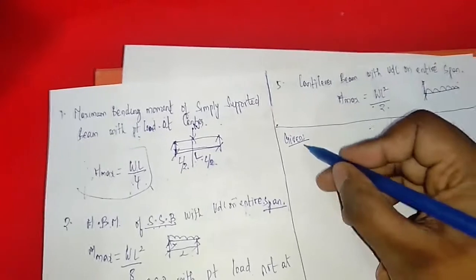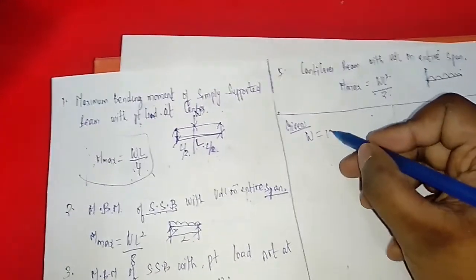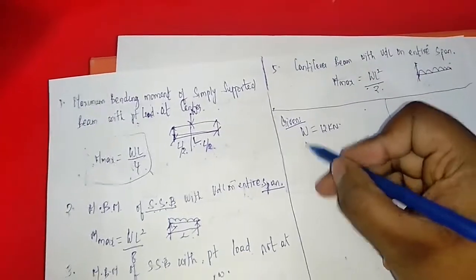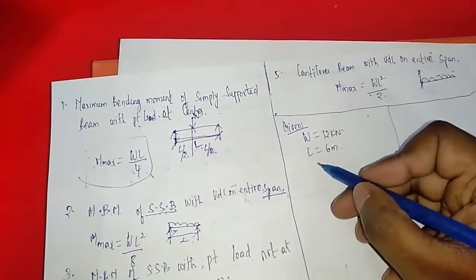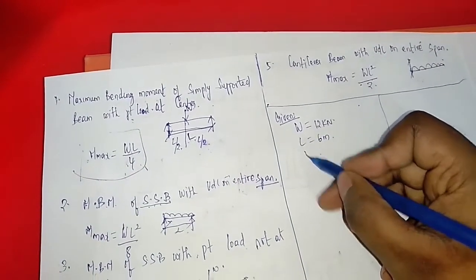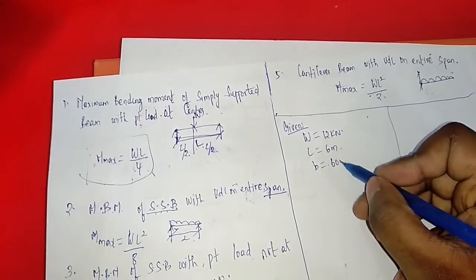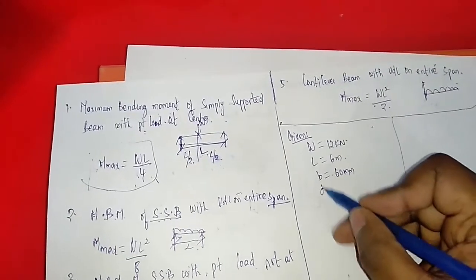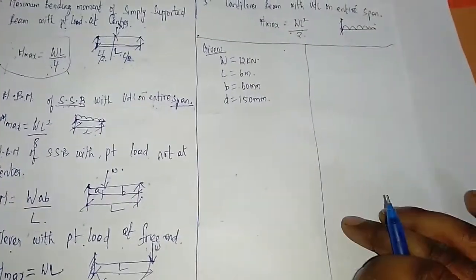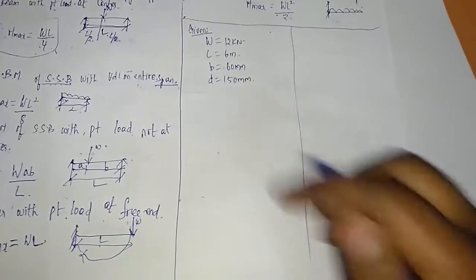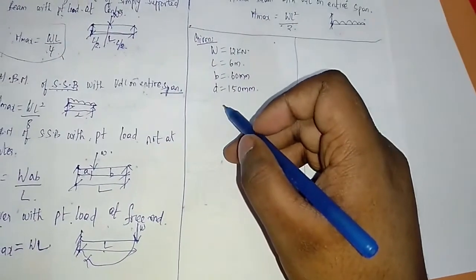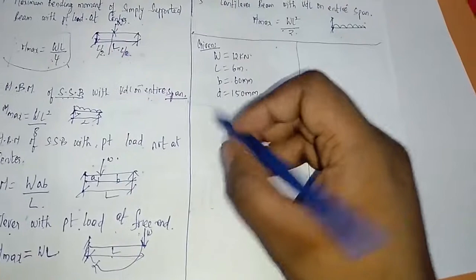Given: W is equal to 12 kilonewton point load. Length is equal to 6 meter. Breadth is equal to 60 mm, and depth is equal to 150 mm. So all data is given. D is equal to 150 mm. So first you have to find the solution.